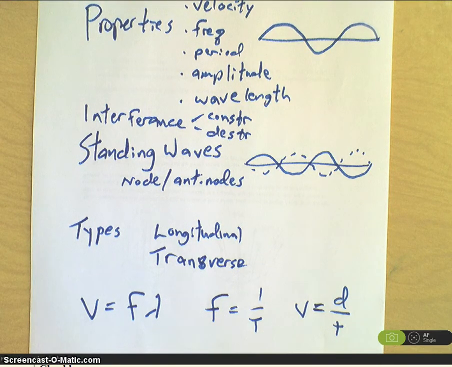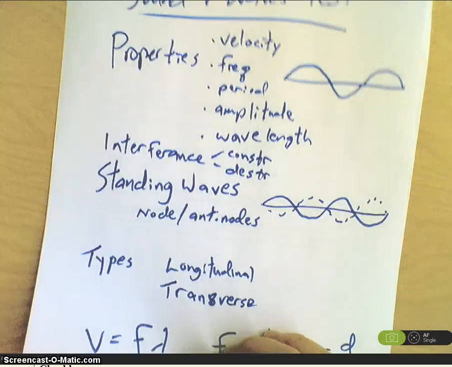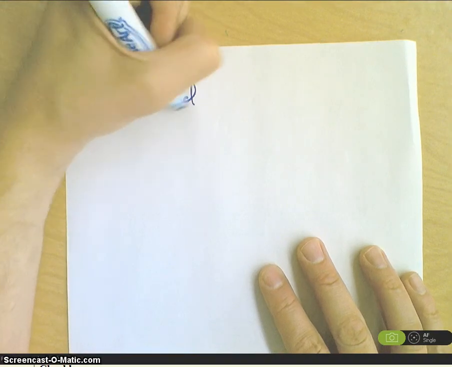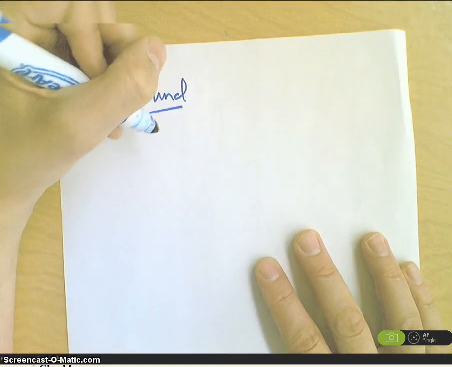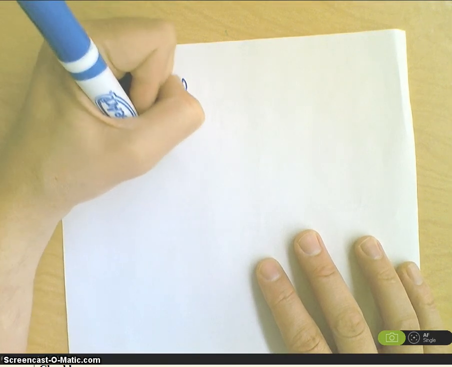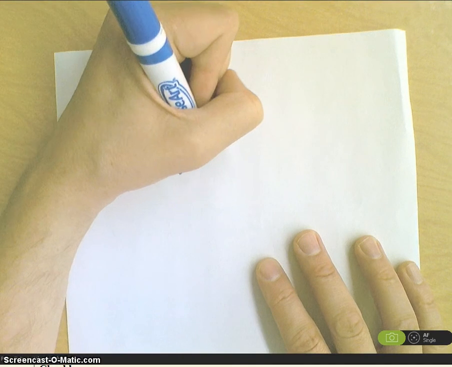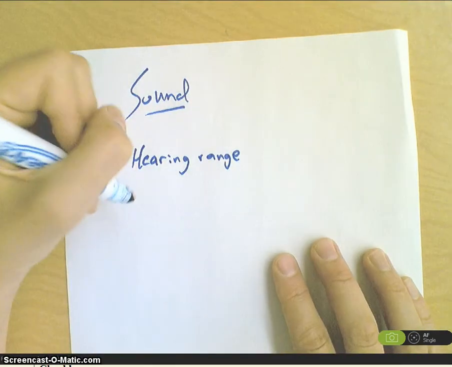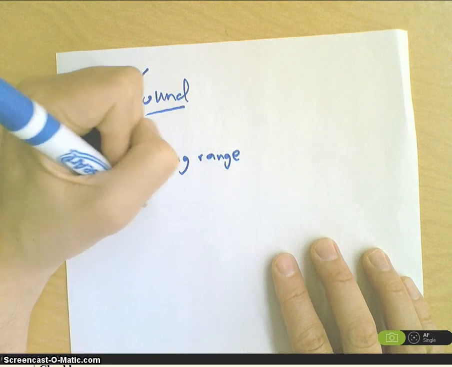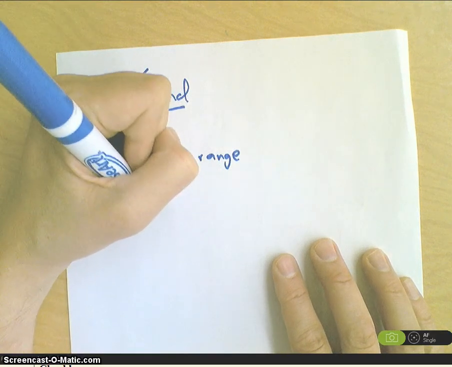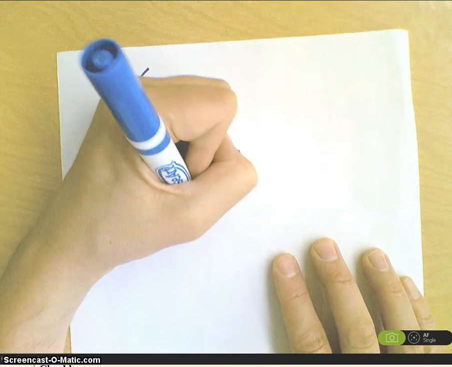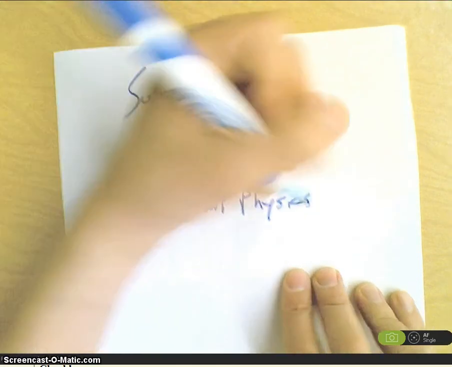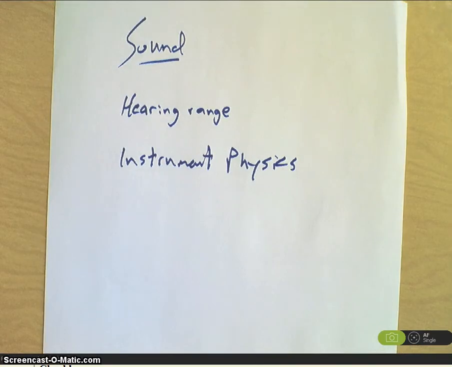What about sound? What are some topics that we've learned in sound? Okay, so what we can hear, hearing range. What else? All right, so instrument physics. That's a huge category.